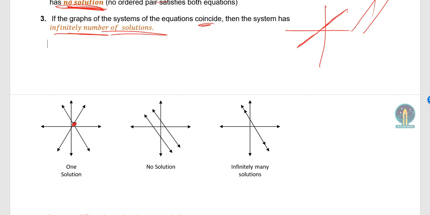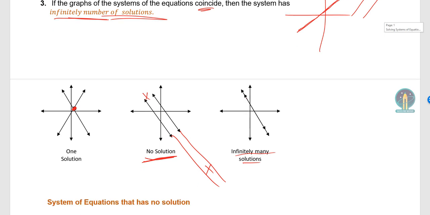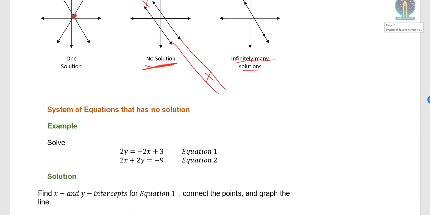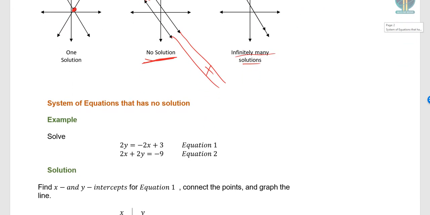So a single solution, again, is an intersection. A no-solution scenario is where the two lines are parallel. They never meet. They extend to infinity while being parallel. There's never any intersection. And an infinite amount of solutions happens when the two lines coincide with each other. They're on top of each other, so all values do satisfy both equations.